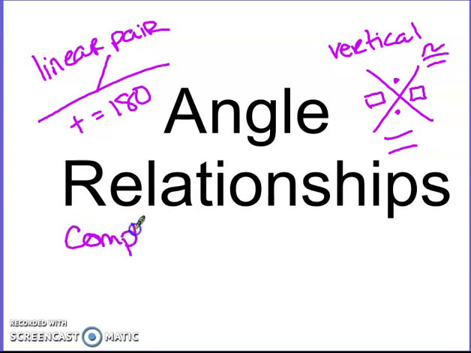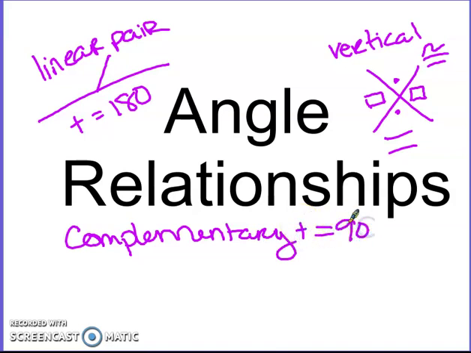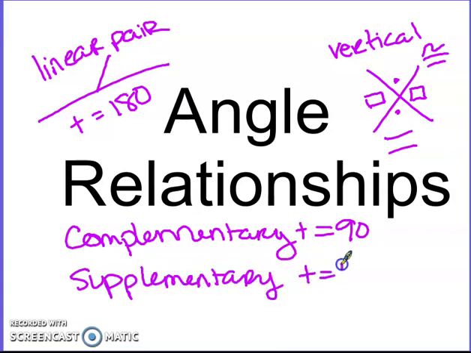We also have complementary, which means we have angles that add up to 90 degrees, and we have supplementary, which is angles that add up to 180 degrees. And those are our major angle types that we're going to be looking at.